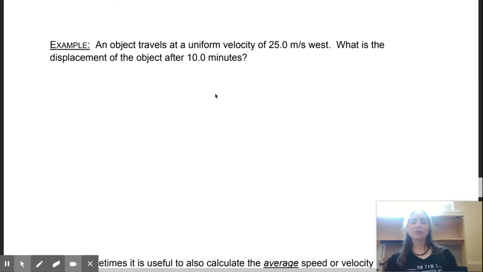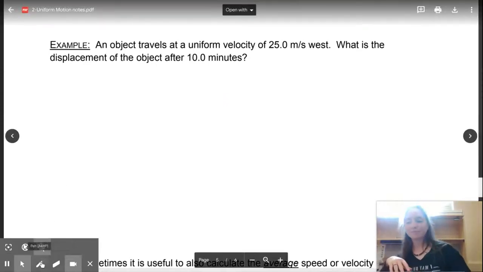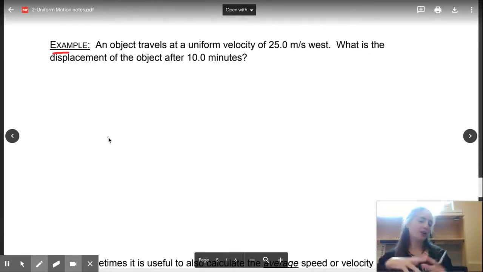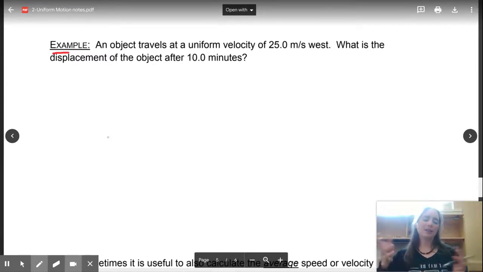So an object travels at a uniform velocity of 25 meters per second west. What is the displacement of the object after 10 minutes? All right, so let us do a calculation. So, example. Now, I'm also going to take this opportunity to show you guys how I want you to show your work. Now, this may seem silly for a 3-letter equation that you've already mastered from last year, but when we get to projectile motion calculations, where you're going to have a full page of calculations, that's a different story, ladies and gentlemen. Showing your work is ridiculously important, especially when it comes to marking.